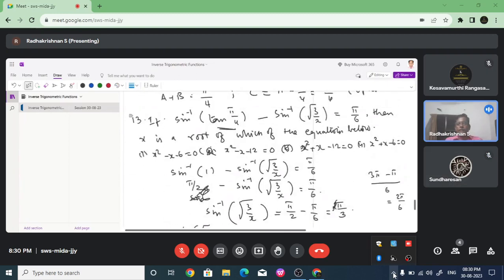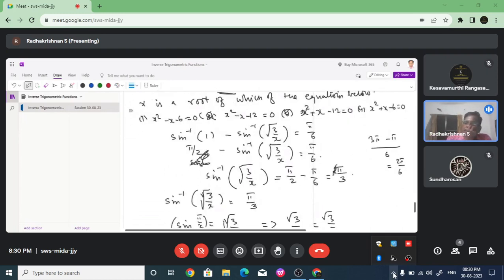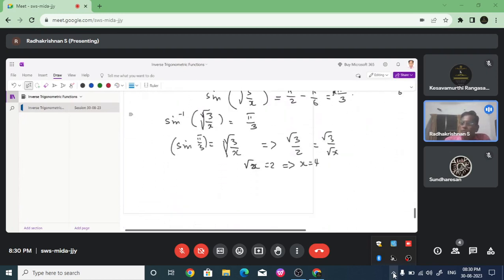So if you substitute in the first equation, 16 minus 4 minus 6 is not 0. Second equation, 16 minus 4 minus 12 equal to 0. So the second equation satisfies. Right? 16 plus 4 minus 12 is not 0. 16 plus 4 minus 6 is also not 0. So only equation number 2.